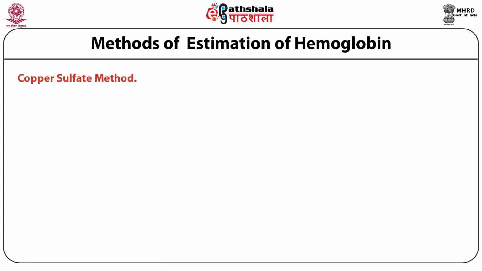The next is the copper sulfate method. This method does not require lysis or dilution of blood. The copper sulfate test is based on the fall or the flotation of the whole blood when dropped into a copper sulfate solution of a known specific gravity.